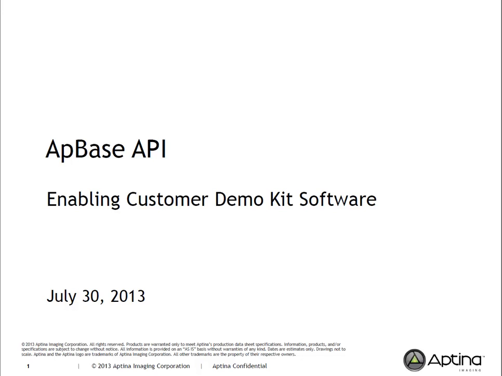Today we're going to be talking about the ApBase API. That's the application programming interface. And in a nutshell, this is the library of functions that DevWare uses in order to read and write registers and capture frames from Aptina imaging sensors. So that's what we're going to go through, and enabling customer demo kit software is what it's all about.